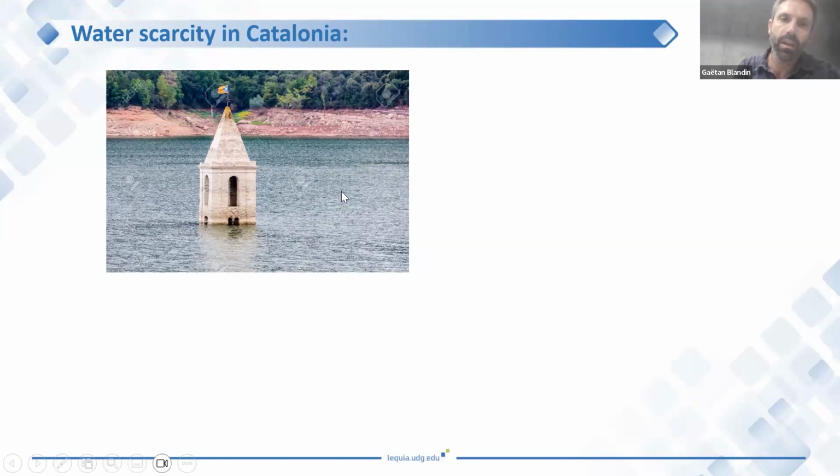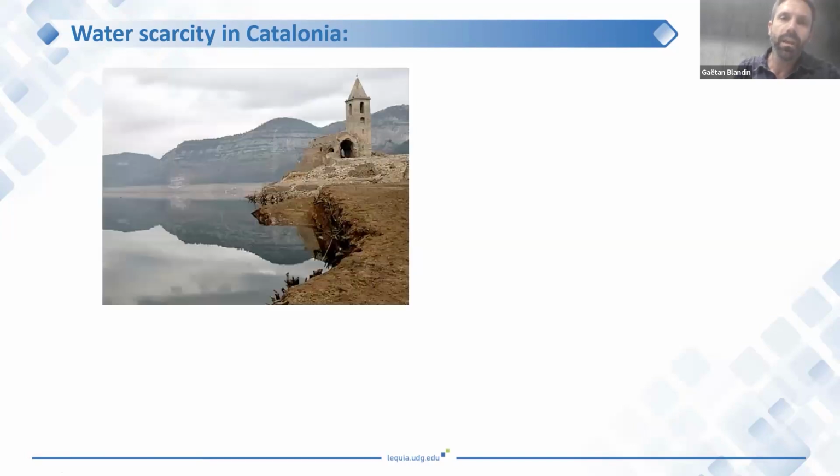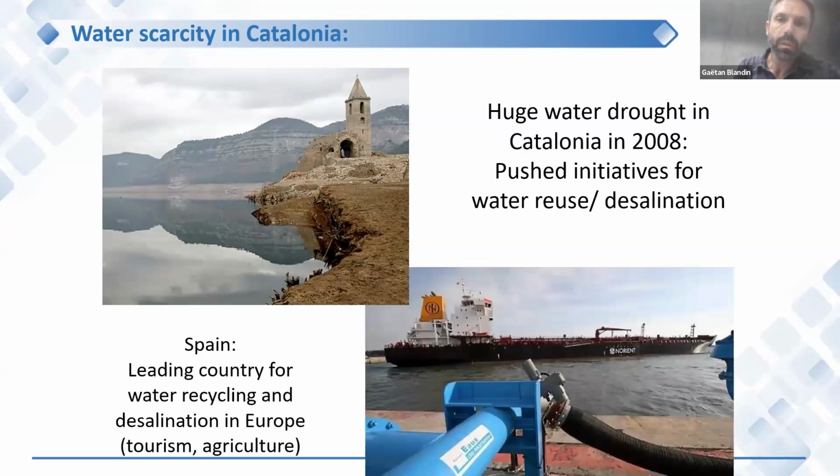So the last remaining thing you can see of this old town is the top of the church. This is how it is in a normal, good situation. And in 2008, that was the situation. You could see the full church, which means there was very little water left in this reservoir. In 2008, there was a huge drought here in Catalonia.